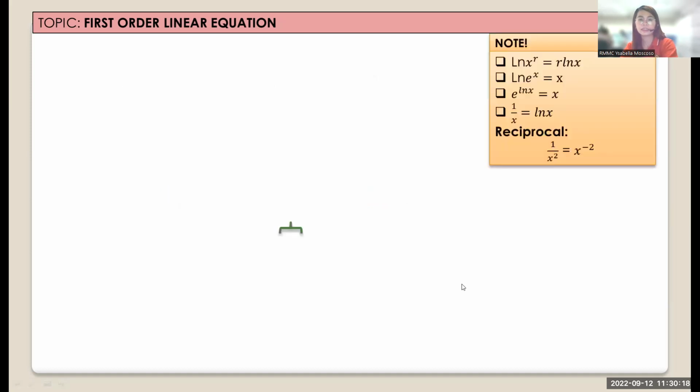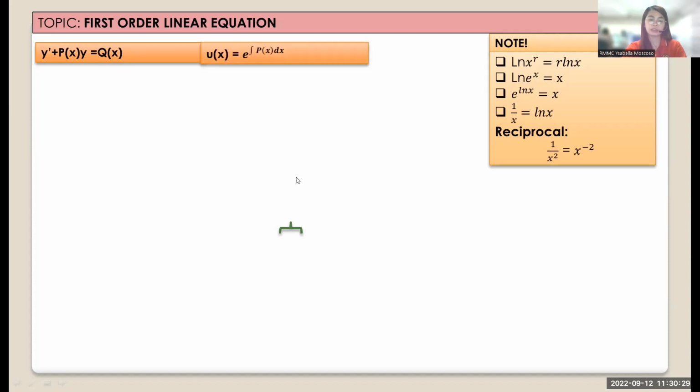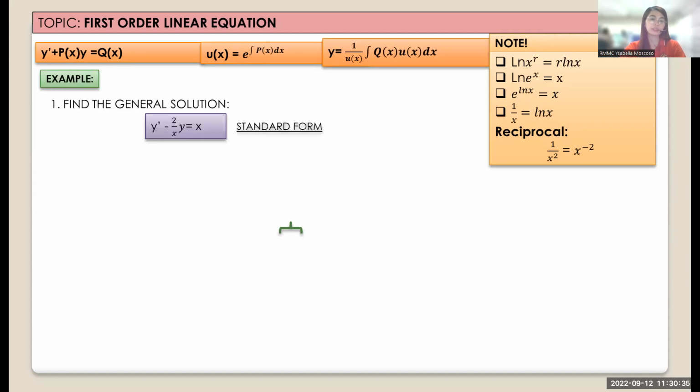Okay, so let us try to solve an example for your first order linear differential equation. So again, we need to satisfy the standard form in order for us to solve this one. This is your integrating factor and this is your equation to solve for your general solution. So example, given that you have y prime minus 2 over x y is equal to x. In this form, this is already a standard form.